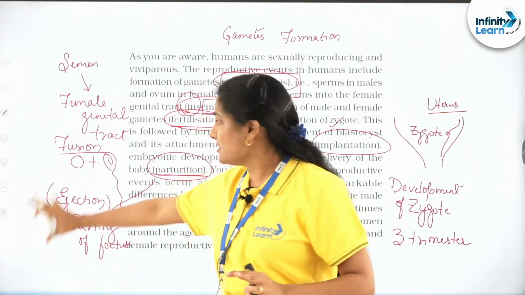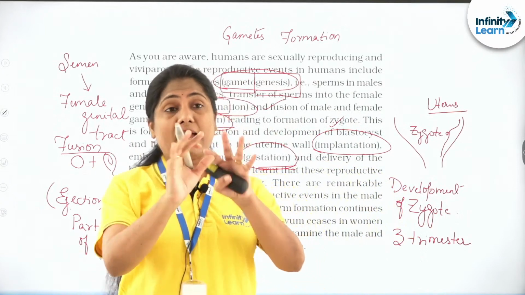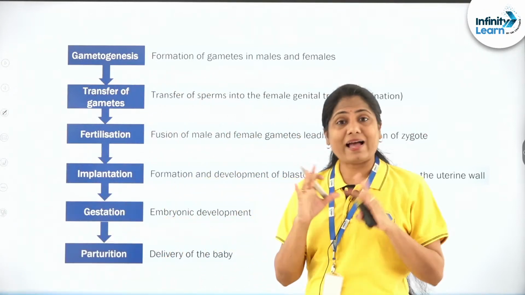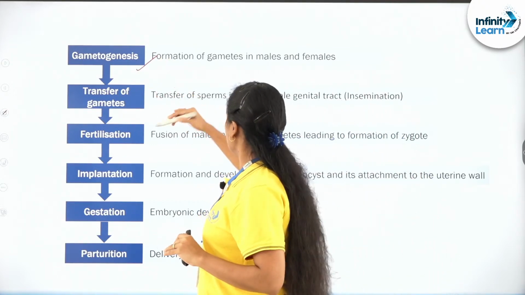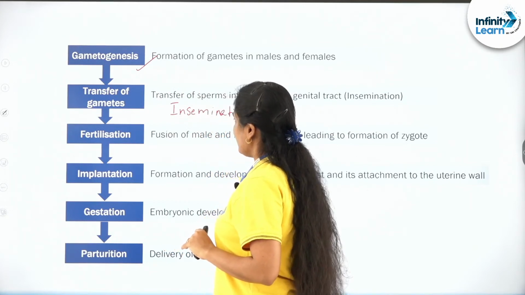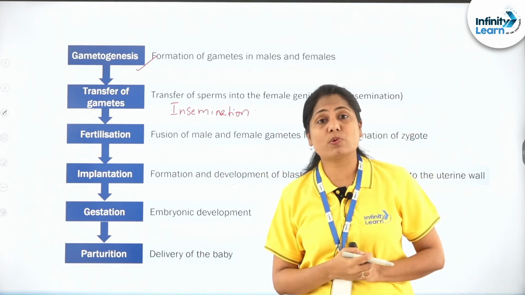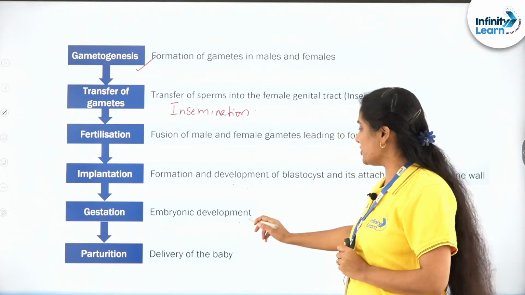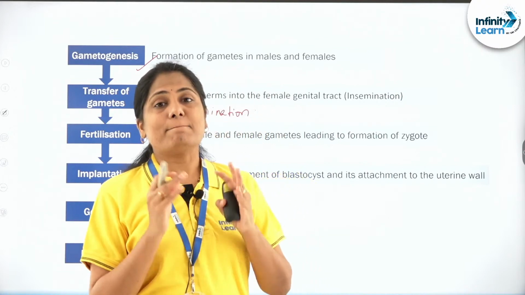The entire chapter, the gist is very beautifully given in the very first paragraph itself. Now, if I have to put this in an organized manner for you, this is what it is. The gist of the first paragraph is gametogenesis, which then leads to insemination, and then it goes on to fertilization, and then it implants itself. It undergoes implantation, and then there is the embryonic development, which is called gestation, and finally it's the ejection of the fetus, the delivery of the baby, which is called parturition.